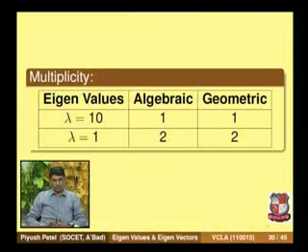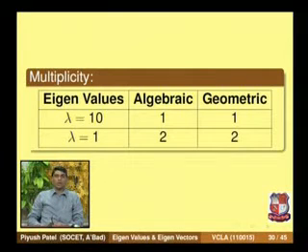Lambda is equal to 1. For lambda is equal to 10, because it is occurring only once, therefore the algebraic multiplicity is 1, and corresponding to which we have only one linearly independent eigenvector, therefore the geometric multiplicity is 1.